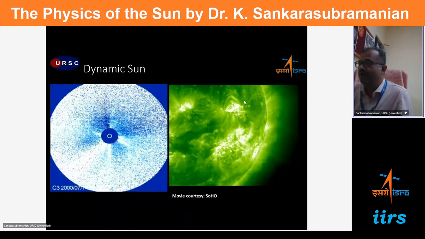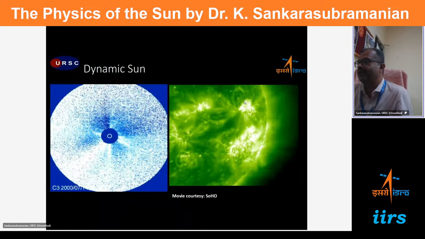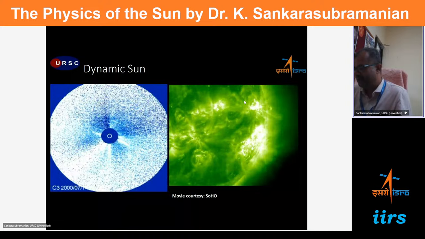And the right-hand side movie started from the east limb and went all the way up to the west limb. So that means it covers about 20 days of activity, 20 days of data which you have looked at continuously.